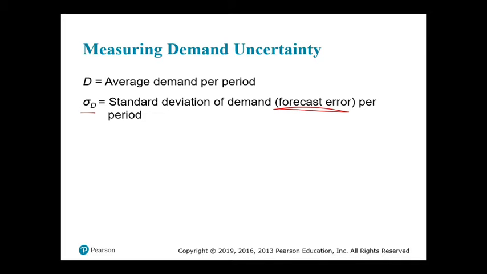So in our example, this demand can follow any distribution. Right? It can be a discrete distribution, a continuous distribution, in any form. And in most of our examples, we'll assume that demand follows a normal distribution with average D and standard deviation sigma D.